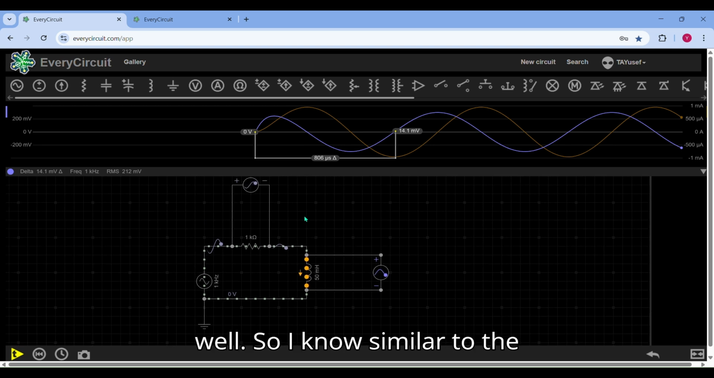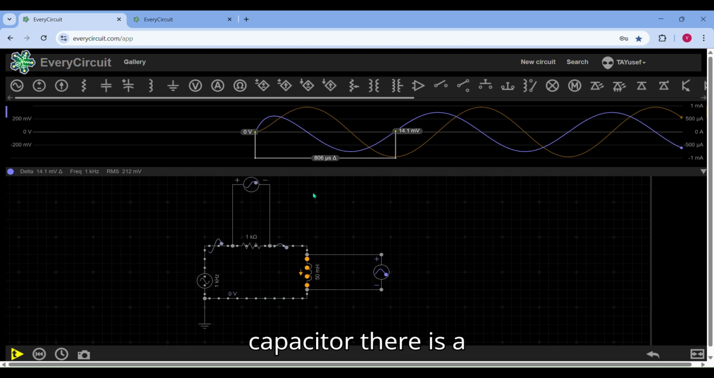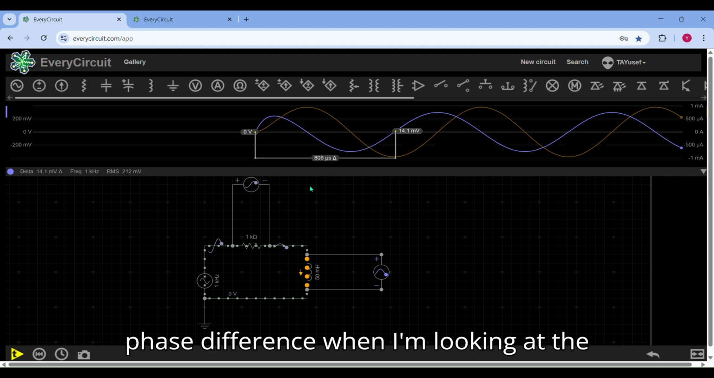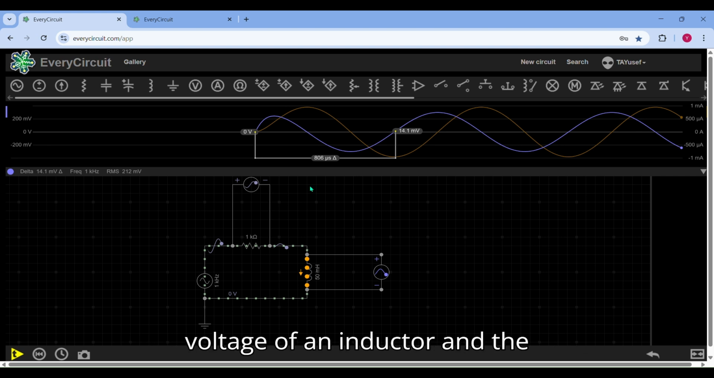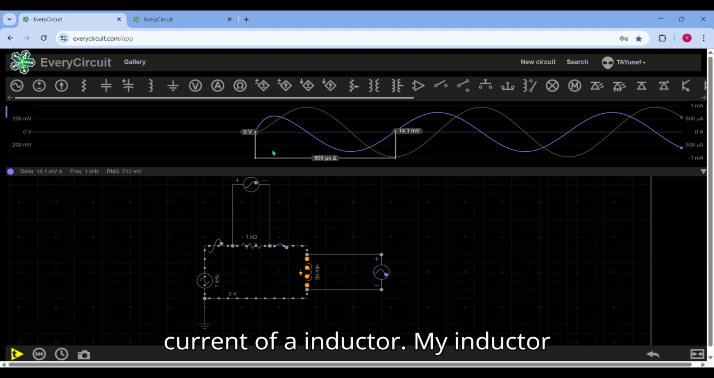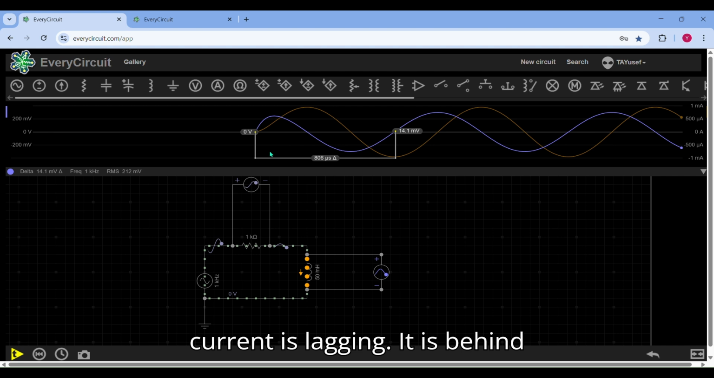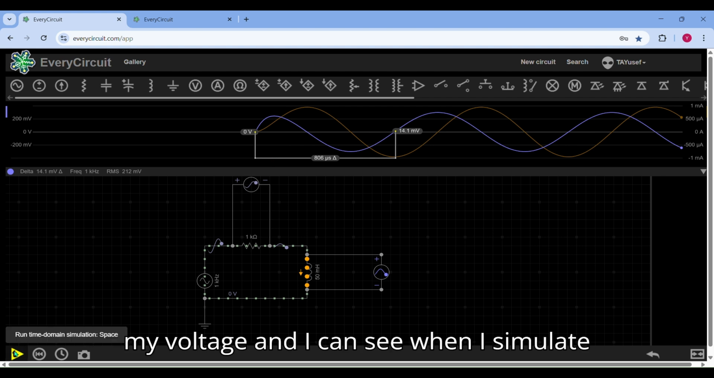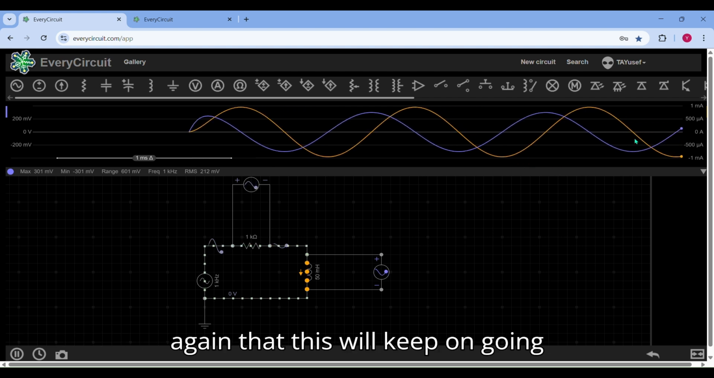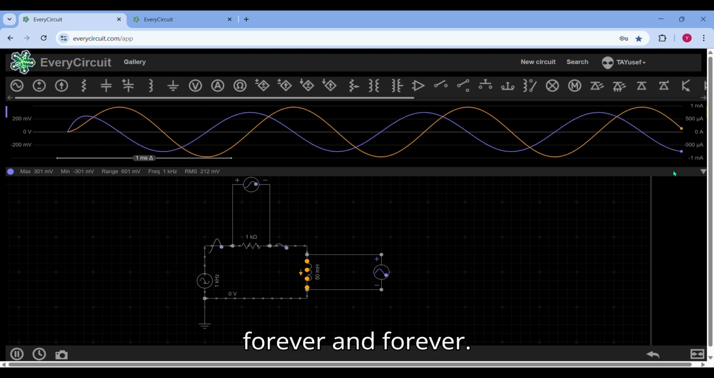So I know, similar to the capacitor, there is a phase difference when I'm looking at the voltage of an inductor and the current of an inductor. My inductor current is lagging. It is behind my voltage. And I can see when I simulate again that this will keep on going forever and forever.